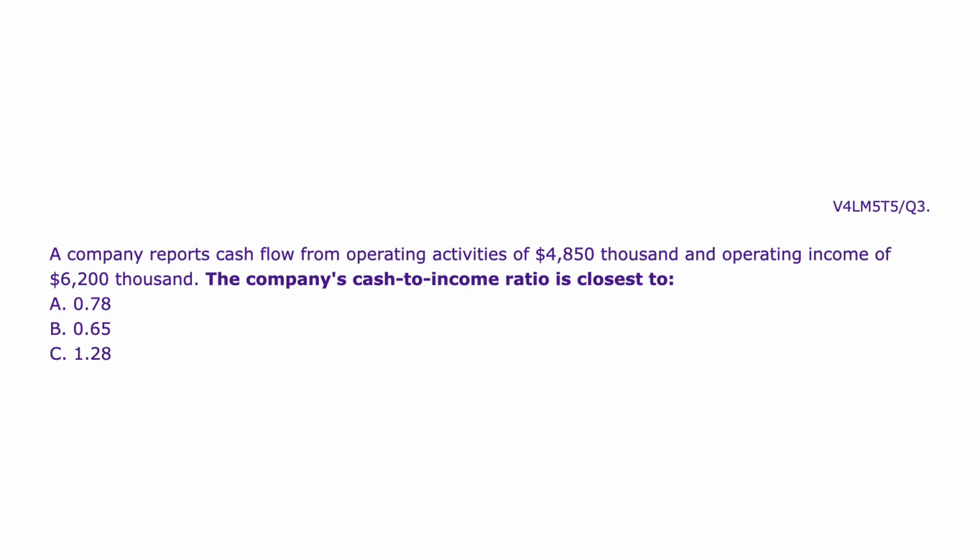A company reports cash flow from operating activities of $4,850,000 and operating income of $6,200,000. The company's cash to income ratio is closest to A, 0.78. B, 0.65. C, 1.28.